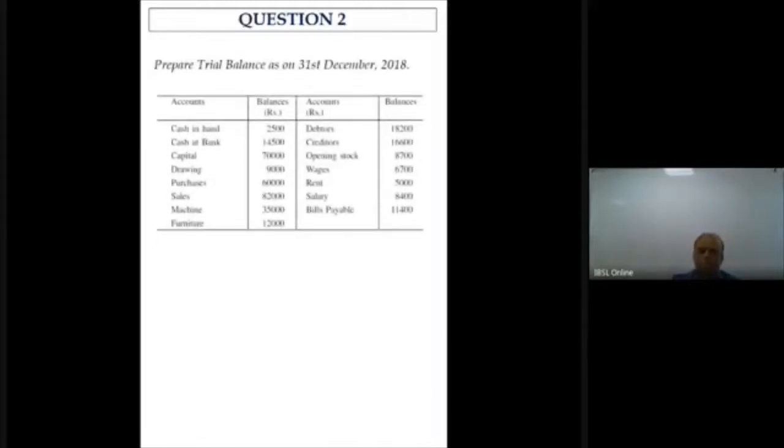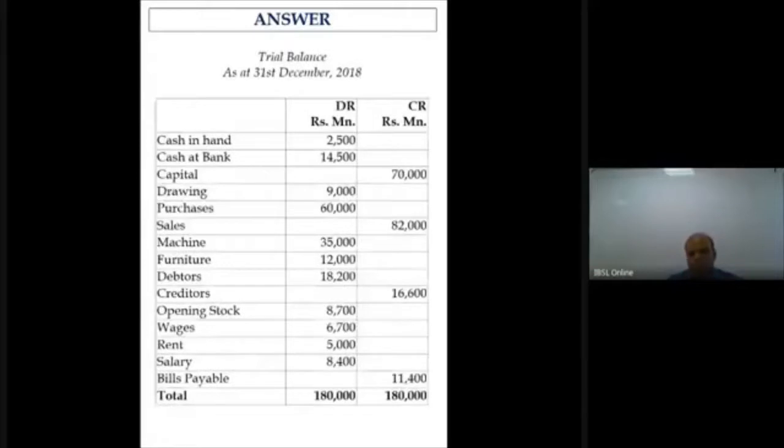So in this question also you have 70,000 capital and drawings 9,000. So you should not set off those two. So the answer for this will look like this. Those who have done can check. It has to be 180,000.